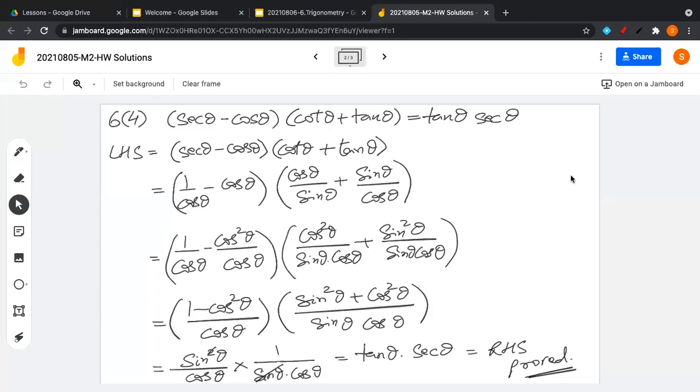The next homework question was from the same practice set 6.1, question number 6, part 4. It says we have to show that sec theta minus cos theta multiplied by cot theta plus tan theta equals tan theta into sec theta. Remember, I told you yesterday that there will be many such questions where they may look almost impossible. How is it that such a big thing on the LHS becomes such a small thing on the RHS?